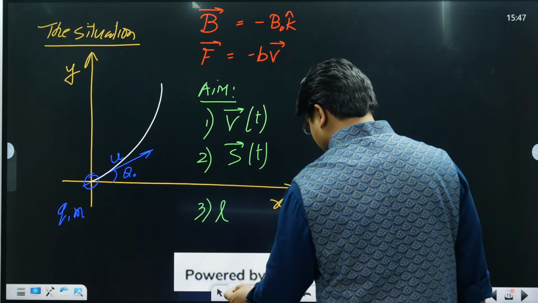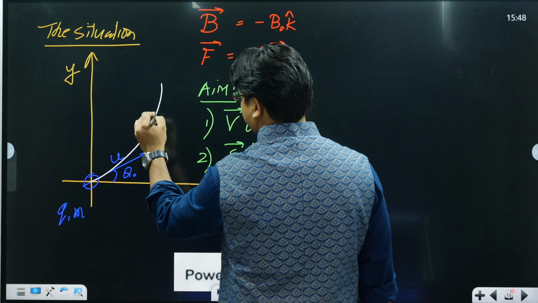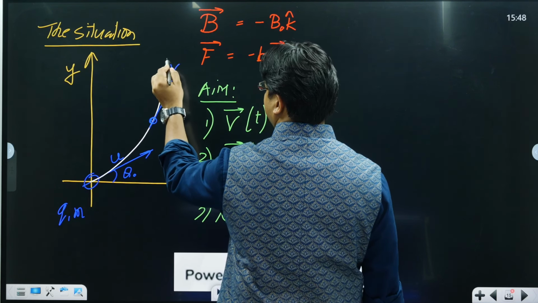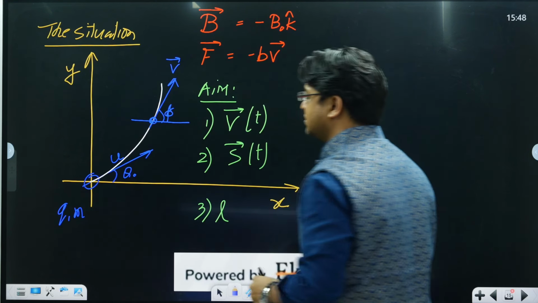Let's say after a general time t, the particle is somewhere here, the velocity is, let's say, v, and it is making an angle of phi with the x-axis. So this is the situation.